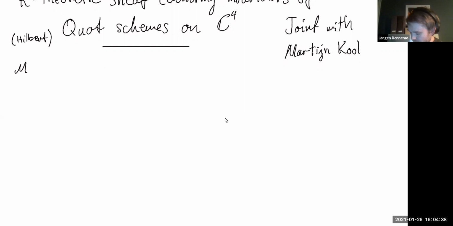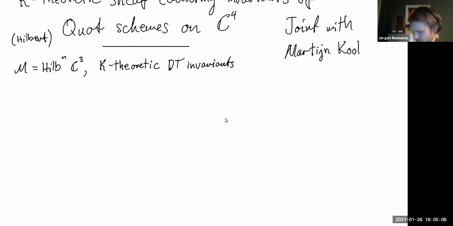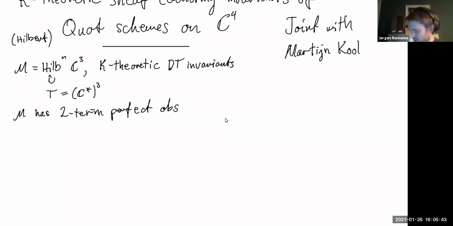So let's set M equal to the Hilbert scheme of n points on C3, and in that case the sheaf-counting invariants that we're after are the K-theoretic DT invariants. A key part of the geometric setup here is that there's a torus, (C*)^3, acting on M in the obvious way, and M has a 2-term perfect obstruction theory.